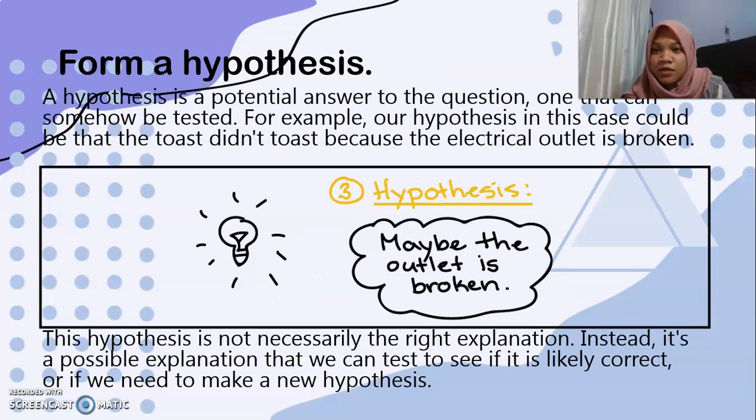And then the next one is form a hypothesis. A hypothesis is a potential answer to the question that can somehow be tested. For example, our hypothesis in this case could be that the toast didn't toast because the electrical outlet is broken. So the hypothesis is that maybe the outlet is broken. The other example is that maybe the toaster is broken. Maybe the wire is broken, but the hypothesis that we use here is maybe the outlet is broken. This hypothesis is not necessarily the right explanation. Instead, it's a possible explanation that we can test to see if it is likely correct or if we need to make a new hypothesis.